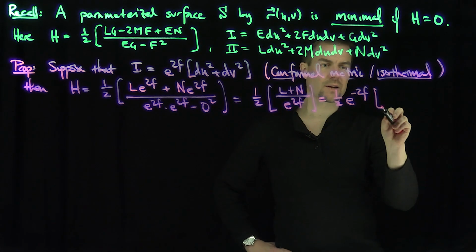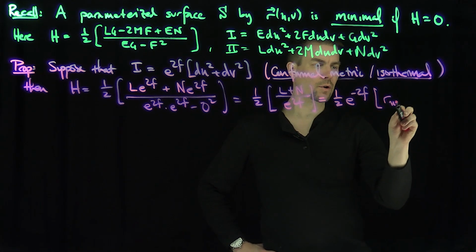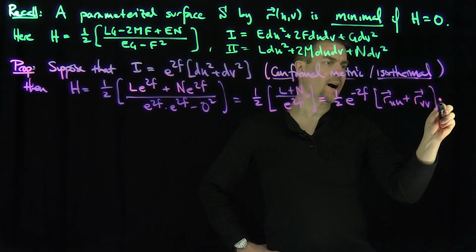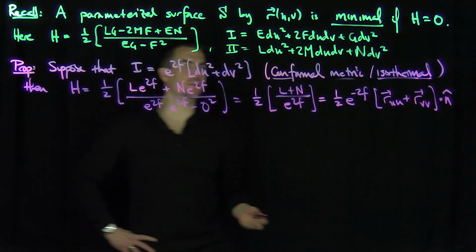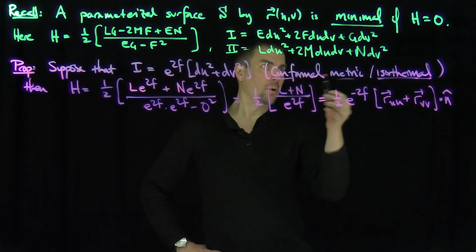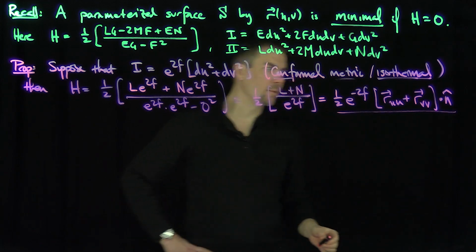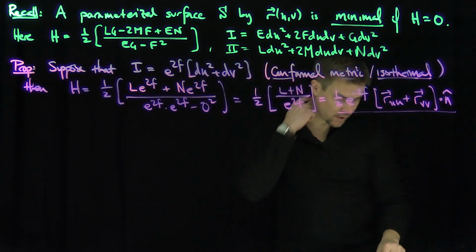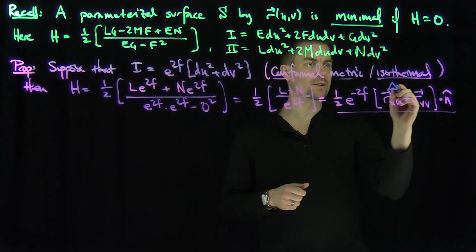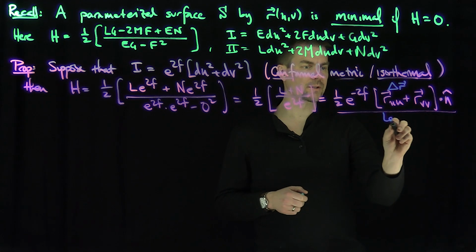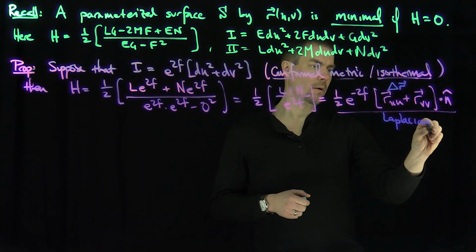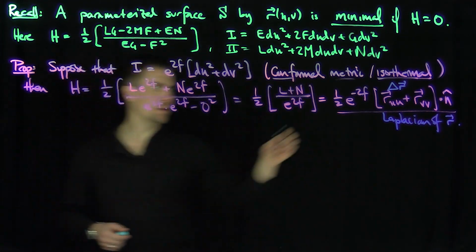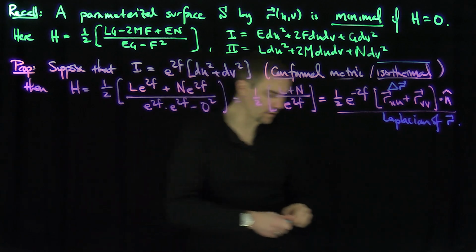And then what are these things? L is going to be R_UU and N is going to be R_VV, dotted with n hat. So I have this representation of the mean curvature in terms of the normal vector, this conformal factor, and the Laplacian of the field R. Beautiful. And therein lies our connection with the term isothermal, because of potential theory.